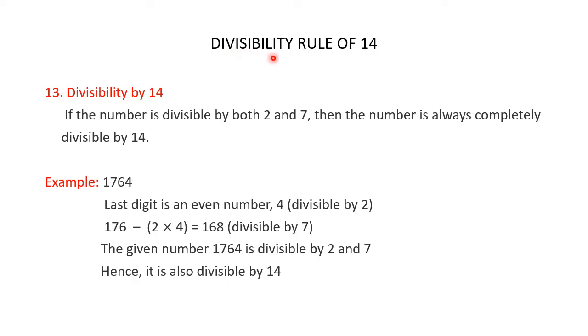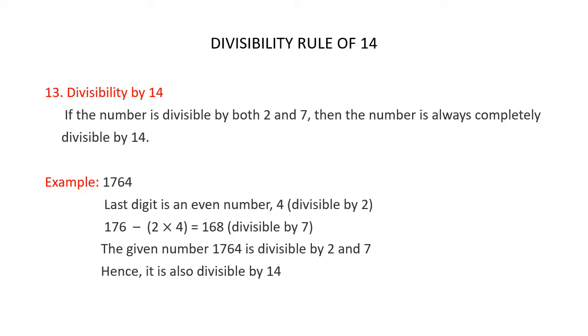Divisibility rule of 14. If the number is divisible by both 2 and 7, then the number is always completely divisible by 14. This means to check if a number is divisible by 14, that number has to be divisible by both 2 and 7. Only if the number is divisible by both 2 and 7, then the number is also divisible by 14. Let's understand this with an example.